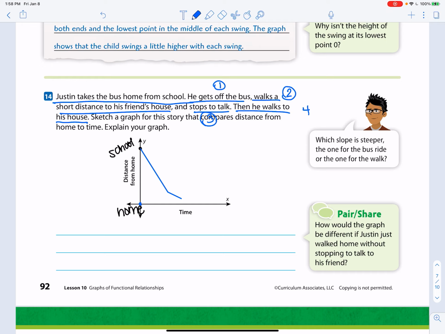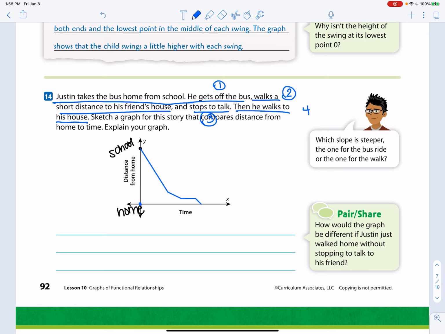All right, so then he stops to talk to his friend. So he's not going to be getting closer to his house just because he stopped to talk to his friend, but him talking to his friend is going to take some time. So we start off from here with him getting off the bus and walking to his friend's house. Then he's talking to his friend. So that takes a little bit of time. Last thing, he walks to his house. So after he's done talking to his friend, he's going to go straight to his house.